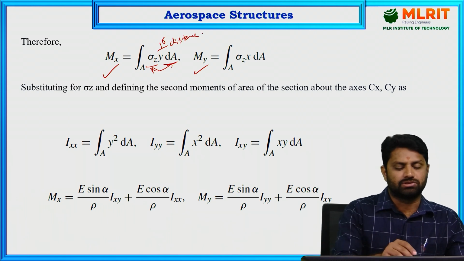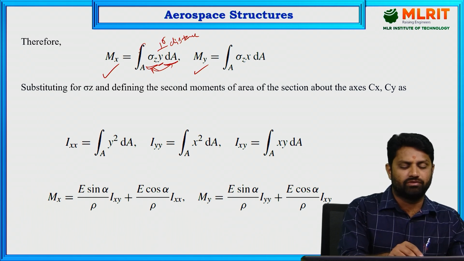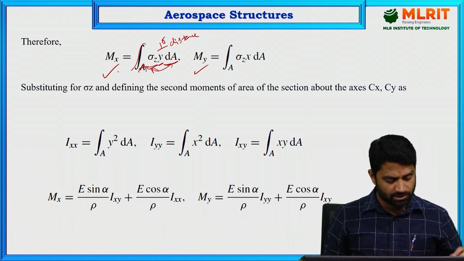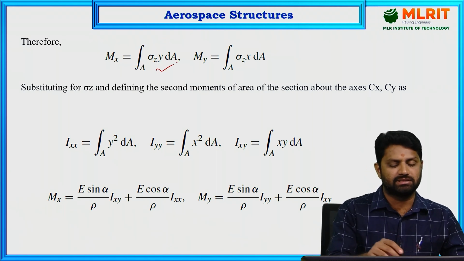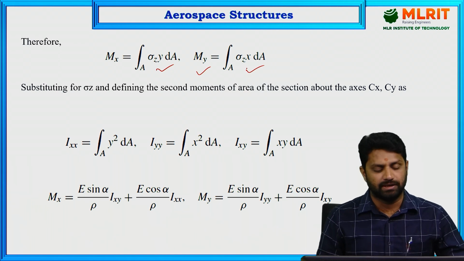Stress into area is the force, and multiplied by the perpendicular distance you get the moment. So we take the integral over A. Mx is equal to the integral over A of sigma z into y dA. In a similar manner, the applied bending moment My can be written in terms of the stress as the integral over A of sigma z into x dA.